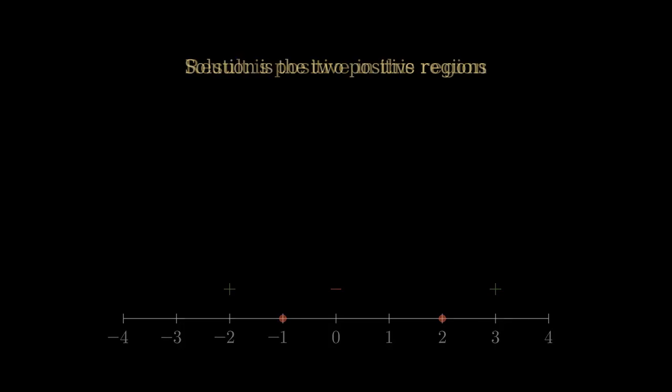Since we need the product to be strictly greater than 0, the solution is the two positive regions, that is, x less than -1 or x greater than 2. For our check step, we test one value from each region directly in the original function.